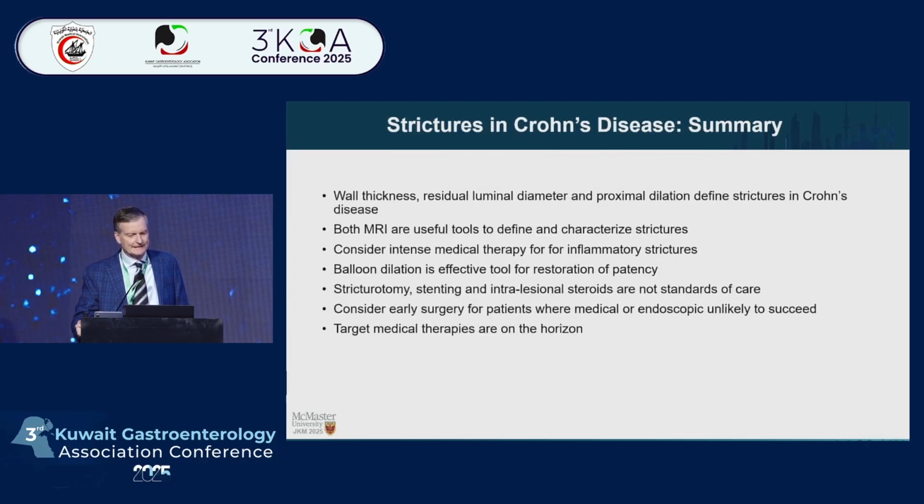So just to summarize, if you look at our patients with strictures in Crohn's disease, we define the strictures by wall thickness, residual lumen diameter, and presence of proximal dilation. MRI, and it should say ultrasound, are useful tools to define and characterize strictures. I think we should still consider intense medical therapy for inflammatory strictures. Balloon dilation is an effective tool to restore patency. The other things, stricturotomy, stenting, and use of intralesional steroids, are really not considered standards of care, but could be used on a case-by-case basis. Consider early surgery for patients at high risk where medical and endoscopic therapy is unlikely to succeed. And I think the future is very exciting with targeted medical therapies in new classes.